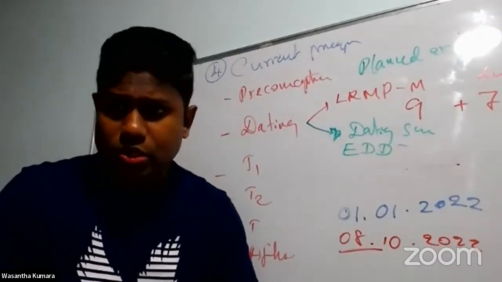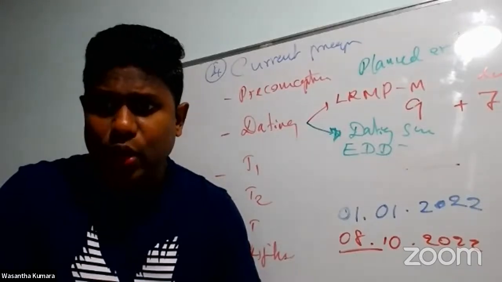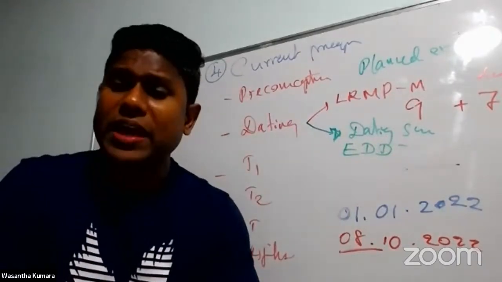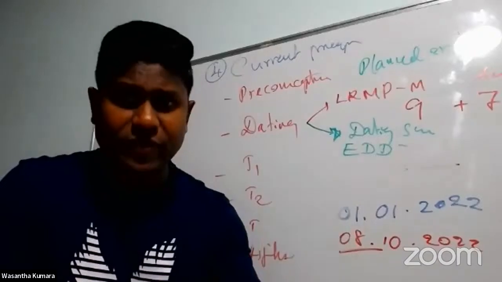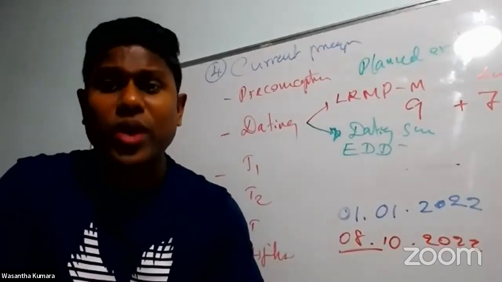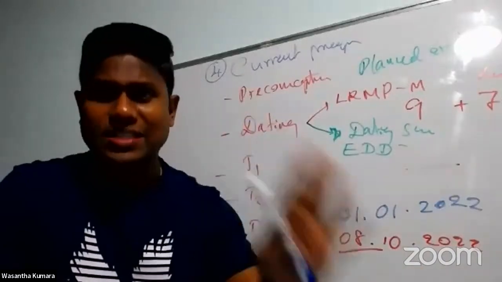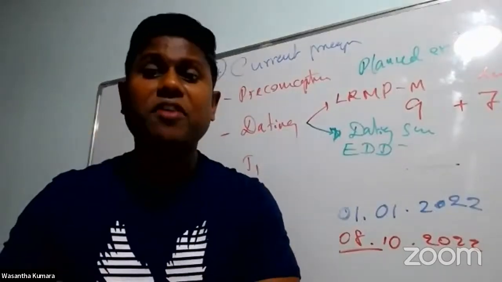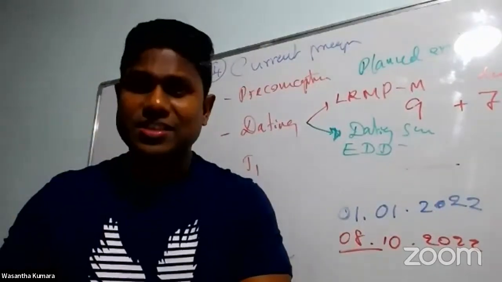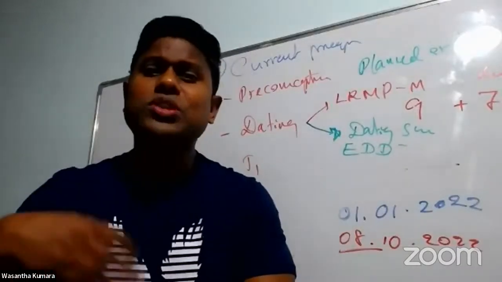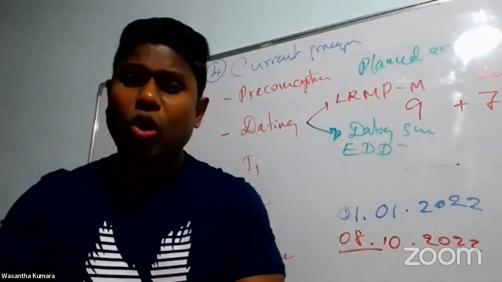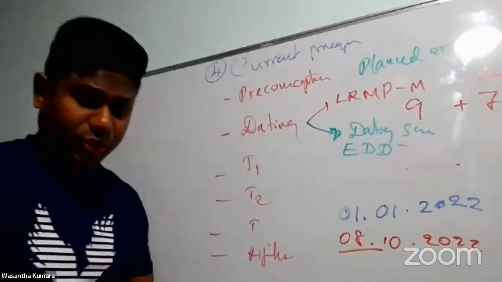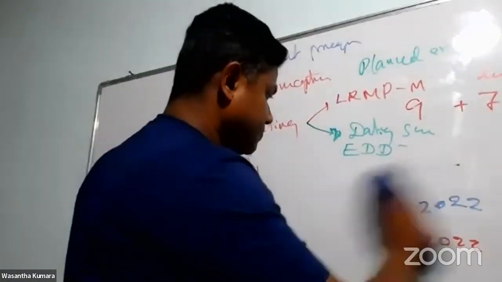A question asks, should we calculate POG also? No, Daru. POG means the period of gestation. That is a better word. Another word is period of amenorrhea, POA. Both are the same. There's a slight difference, but what we calculate is actually POG, period of gestation. But don't confuse, even though you say period of amenorrhea or period of gestation, almost the same. There's a small difference, but just ignore it. Don't make it complicated by yourself.